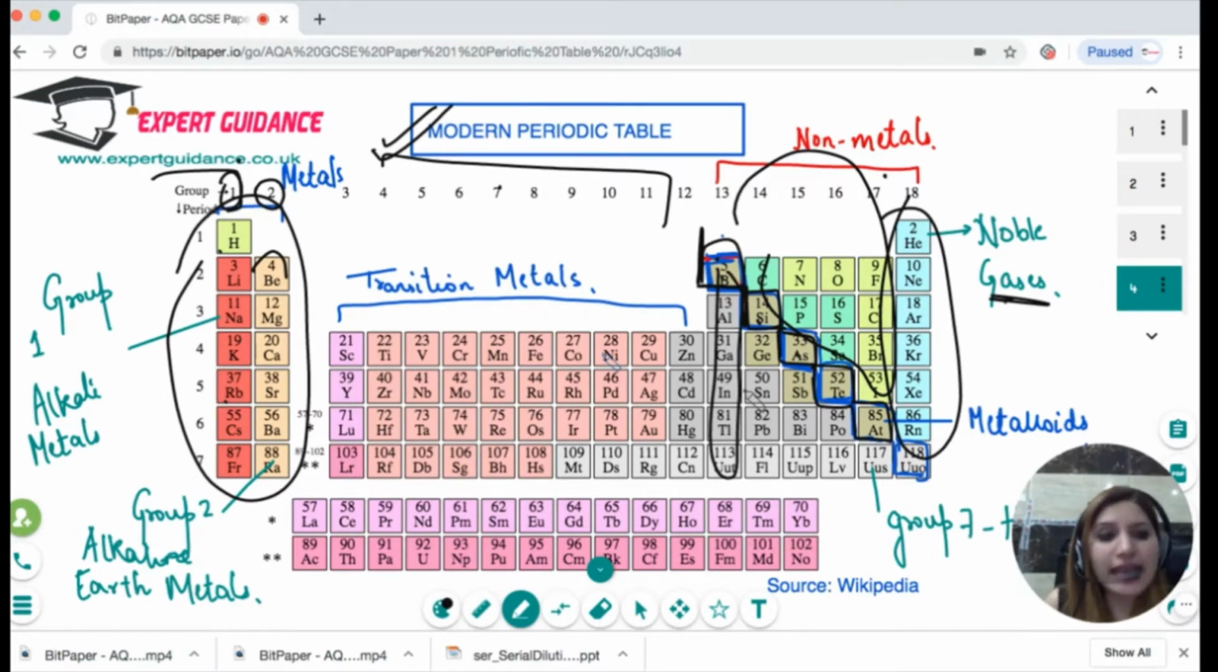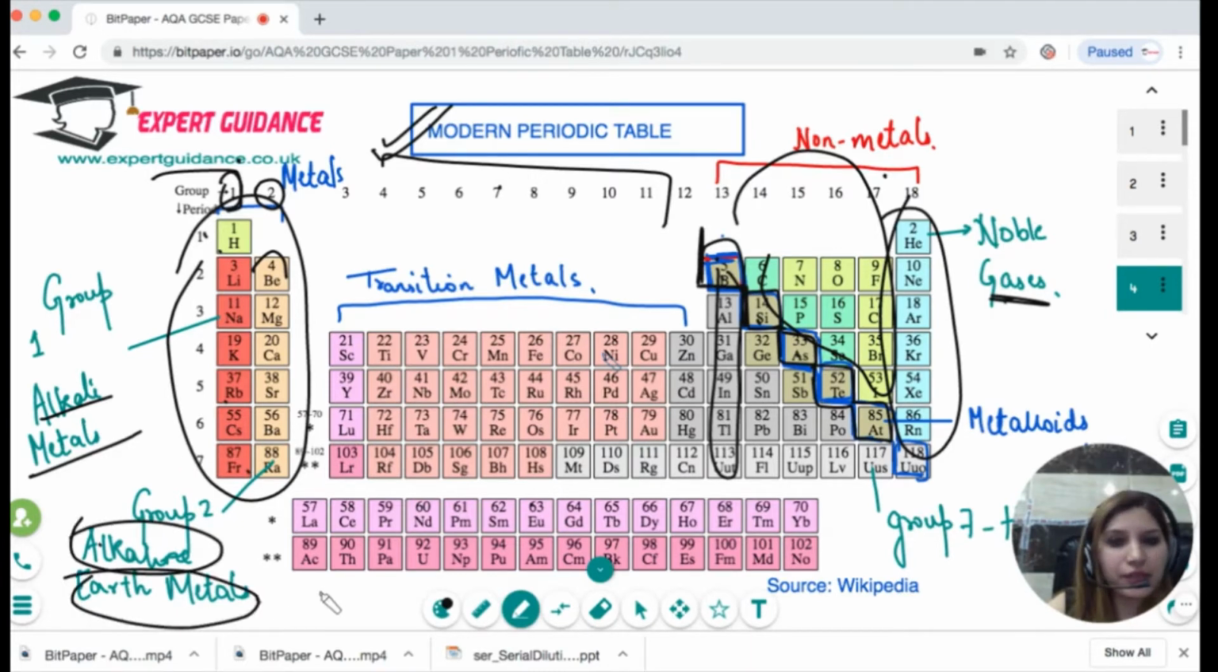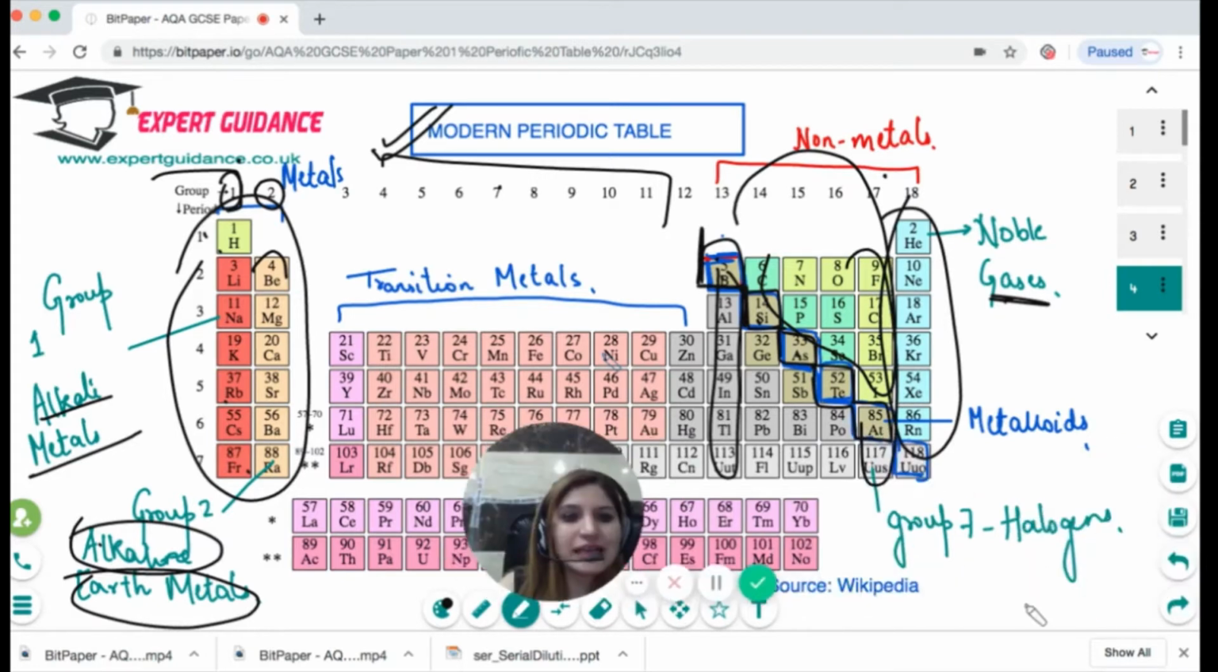Now, the next thing you need to remember from this periodic table is what are the common names of certain groups. Now, group 1 is known as alkali metals. We'll find out why they are known as alkali metals. Group 2 are known as alkaline earth metals. Group 7, that is the whole of this group, is halogens, and group 8 or group 0, or the last group of the periodic table, is a noble gas.